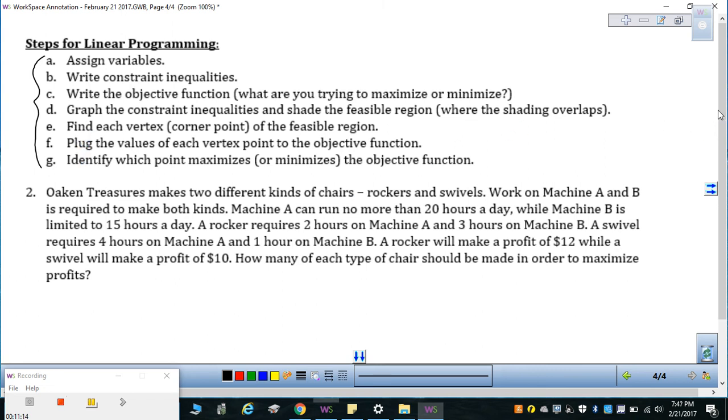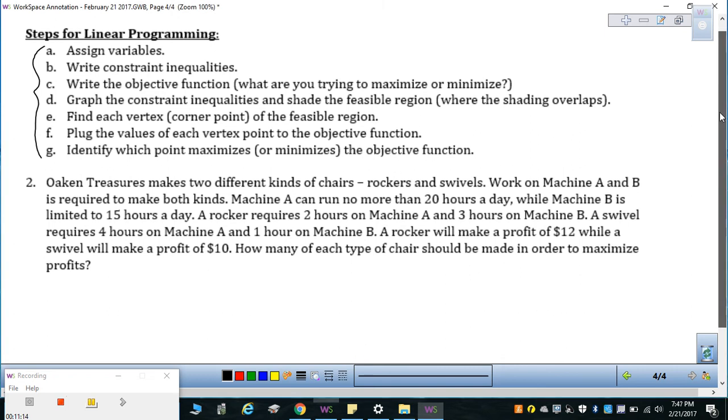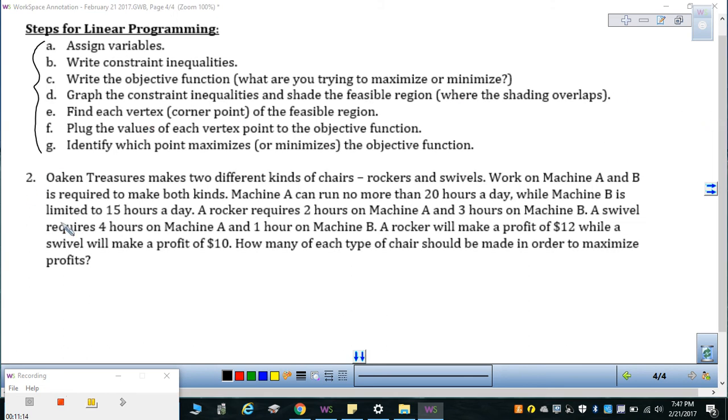All right, so we're going to take a look at this last problem. Take a moment to read through the question on your own. You can pause the video if you need to and restart it when you're ready. All right, starting with our first step, we're going to assign our variables again, thinking about x and y. Looking at the last statement, the last part of the question is how many of each type of chair should be made in order to maximize profits. The two different types of chairs we have are rockers and swivels. So let's let x represent the number of rockers and y represent the number of swivels.